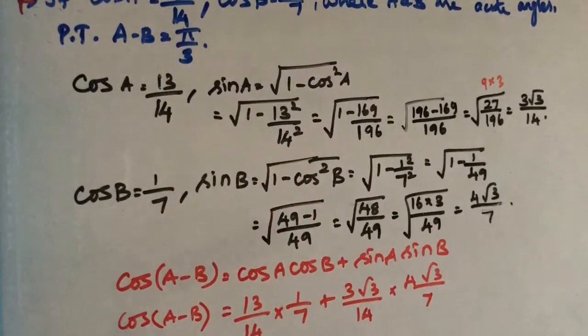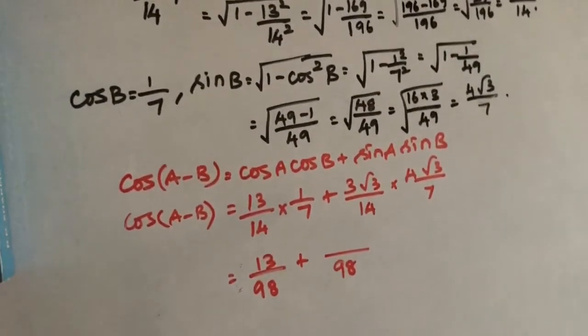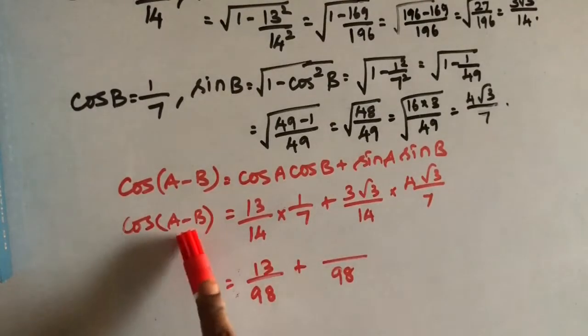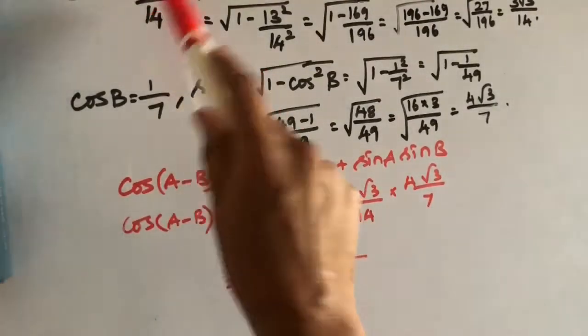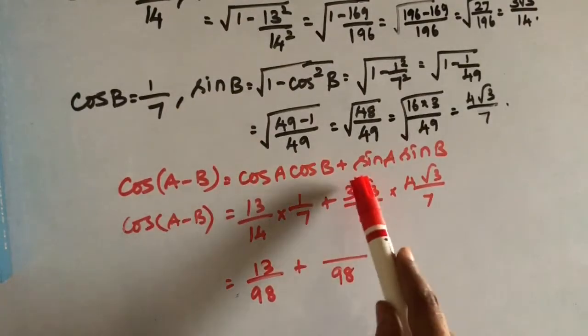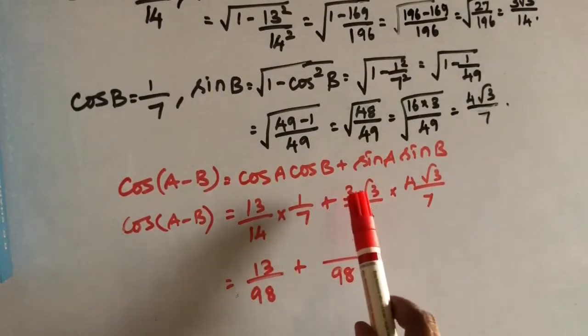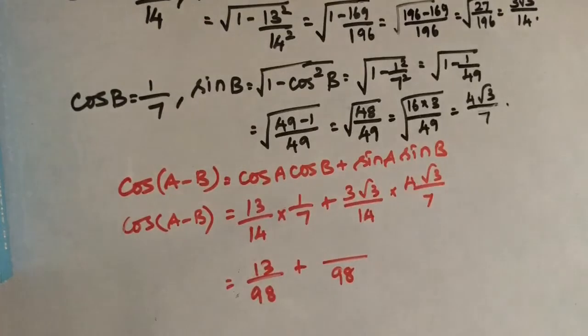So, for A minus B we can use either the sin A minus B formula or the cos A minus B formula to calculate this. So, cos A minus B equal to cos A cos B plus sin A sin B. So, cos A value, cos B value, plus sin A value, sin B value. Substituted. Now, 13 divided by 98 plus here 3 root 3 into root 3 it will become 3.